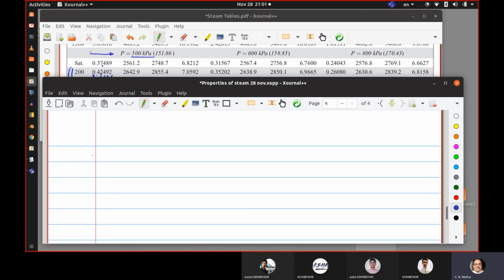So let's move to the G part, and G part says pressure is 4 bar and volume is 0.440.